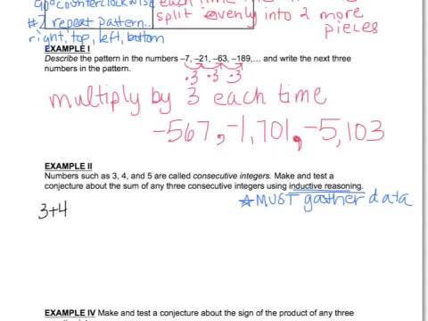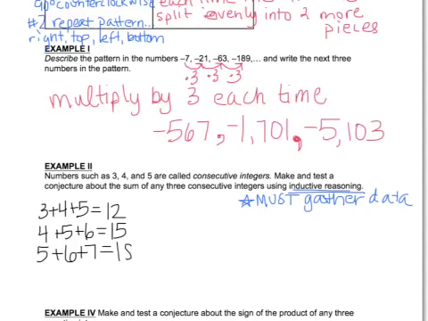3 plus 4 plus 5. If you add those up, you're going to get 12. 4 plus 5 plus 6. If you add those up, you're going to get 15. 5 plus 6 plus 7. If you add those up, you're going to get 18.